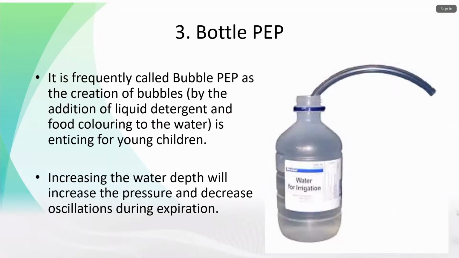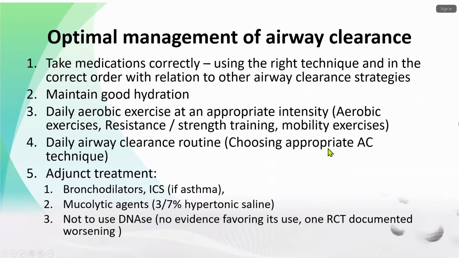And then the last one, which is less expensive, is frequently called bubble PEP, as it involves the creation of bubbles by the addition of fluid, detergent, and food coloring to the water. And you can increase the water depth to increase the pressure and decrease oscillation during expiration. And this is easy to make and less expensive.